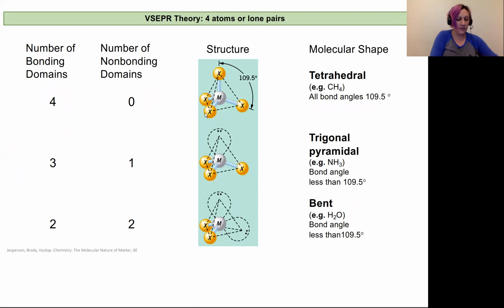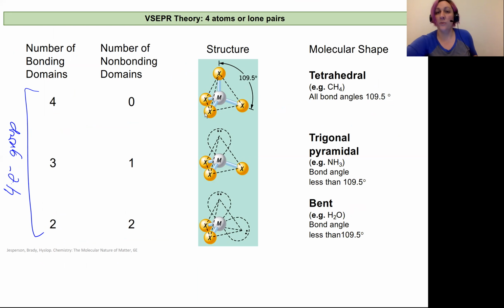Okay, so now we are looking at electron groups that have a 4 electron group category. So remember, the one we discussed already was tetrahedral. It has 4 atoms bonded to it, and it has about a 109.5 degree bond angle to it. So now let's go through and start replacing these with lone pairs.